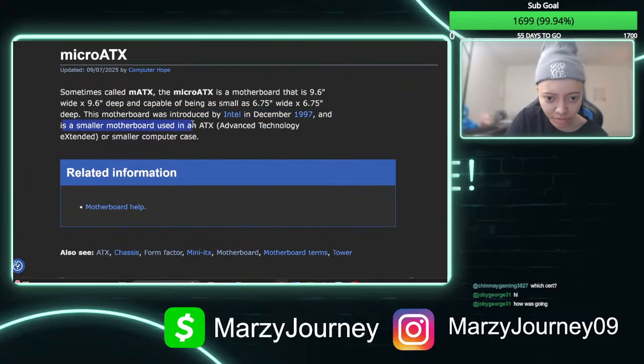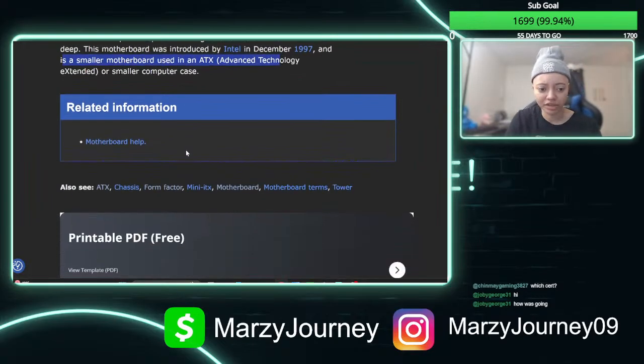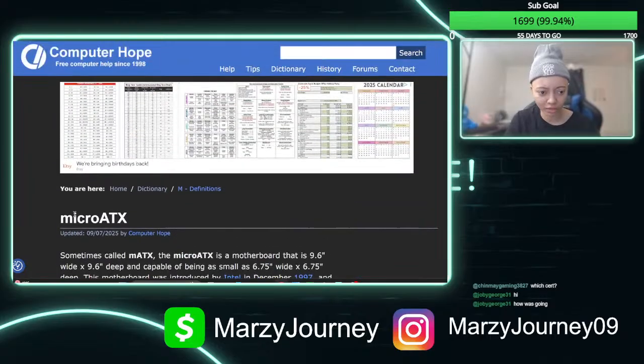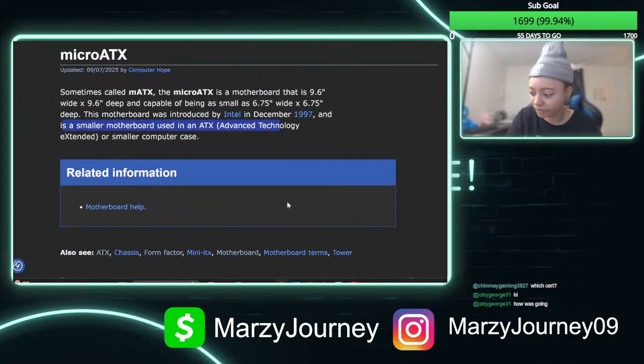It's a smaller motherboard used in ATX. Can you make your own motherboard? Like, if I bought the right components, could I make it? I mean, I probably would. Oh, they're not even going to give me nothing. They're just like, it's small. It's the same thing. It's small.